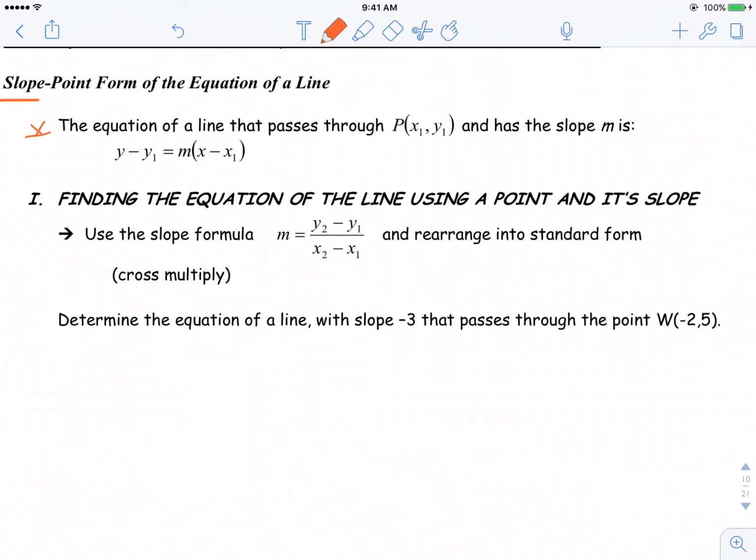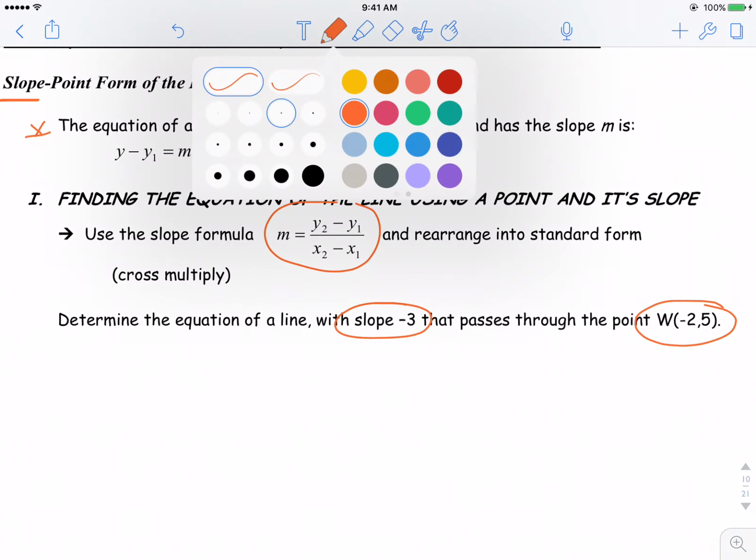So determine the equation of a line with slope -3 that passes through the point W -2, 5. So I'm just getting my notes set up properly here so I can make sure that I can follow along. Okay, so what we need to do, first of all, is start with this equation and the information that it's given. It tells us the slope, tells us a point.